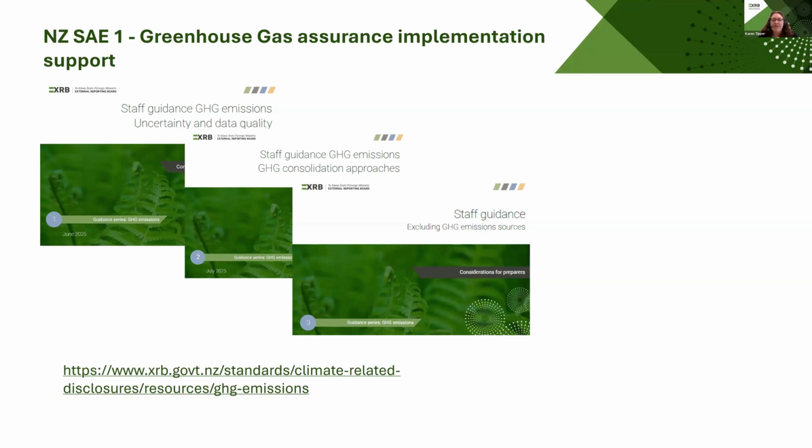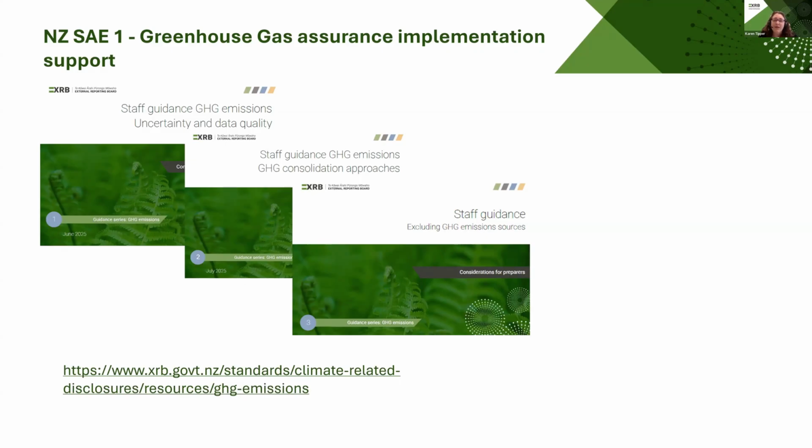So we have recently released 3 in our series of guidance. The first of these was released in June 2025 and covers uncertainty and data quality. This first piece of guidance is written for both preparers and assurance practitioners, and it includes examples of considerations that preparers and assurance practitioners should consider when they are preparing the greenhouse gas disclosures and when the assurance practitioners are assuring those greenhouse gas disclosures.